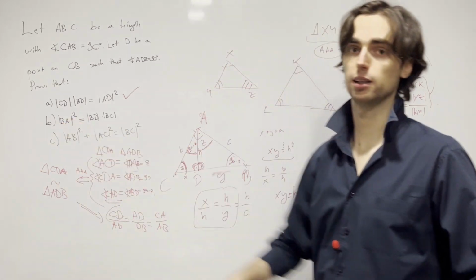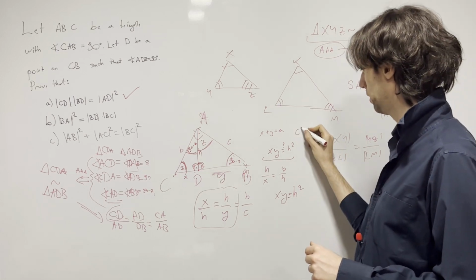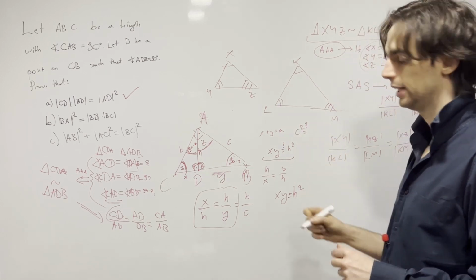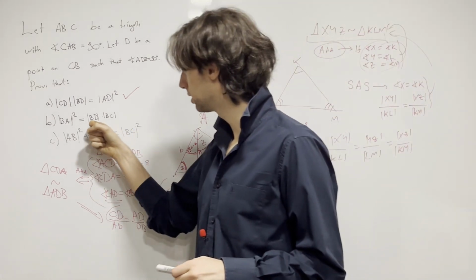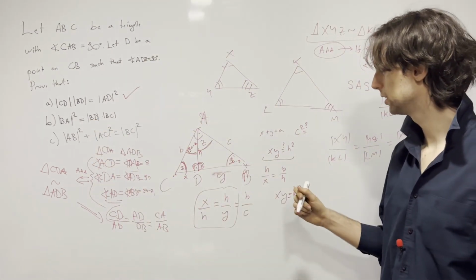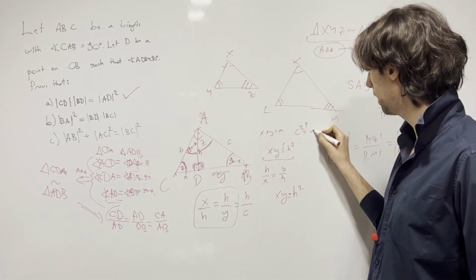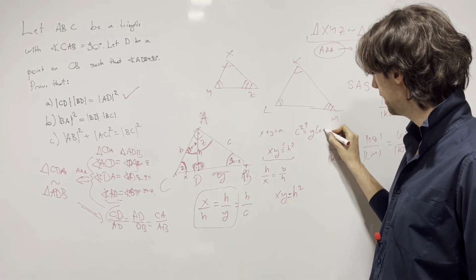Now what about this part? BA squared, which means C squared, is equal to what? BD times BC. So it is equal to BD, which is Y, times X plus Y.